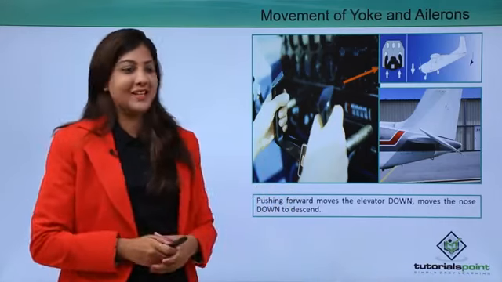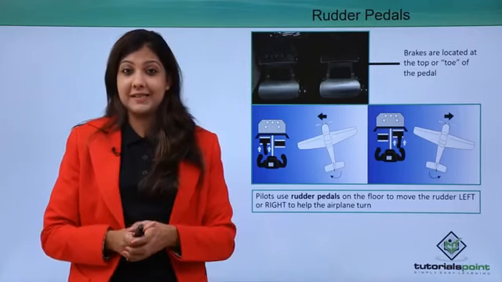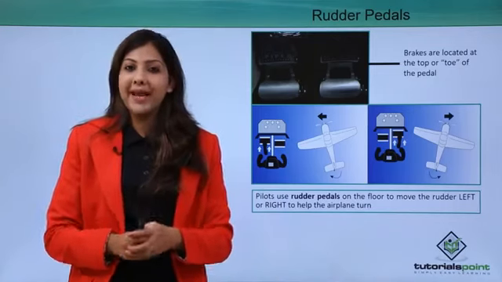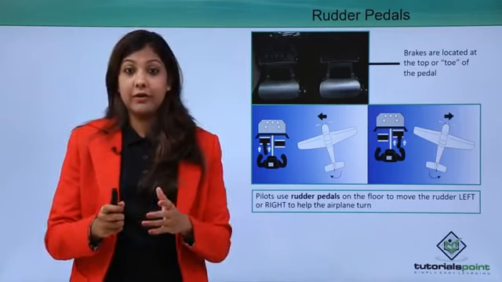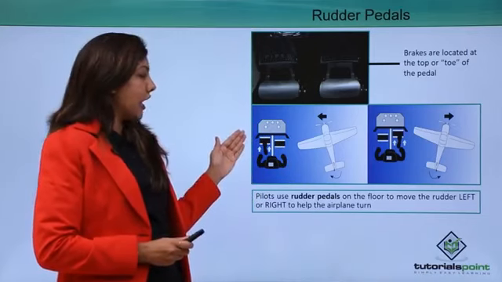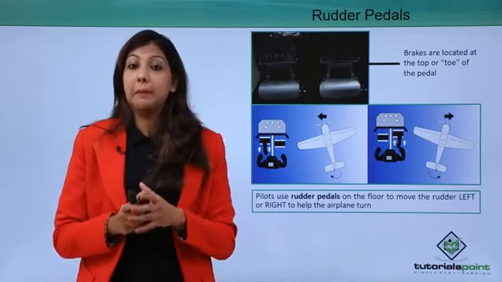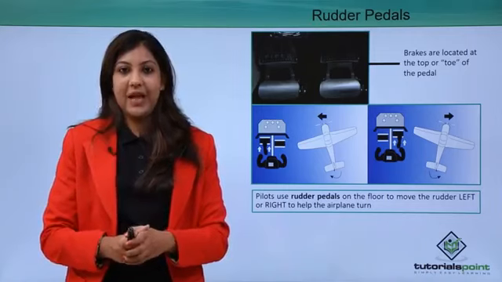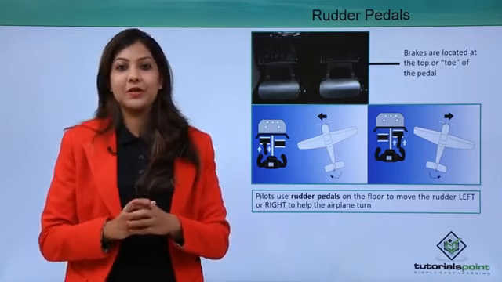Well, let's talk about rudder pedals. Now, these are located at the foot of where the pilot is sitting. In order to help apply the brakes to stop the aircraft, there are brakes at the tip or the toe of the pedals, which help the aircraft to come to a complete stop. And this is used by the pilots when they want to brake.